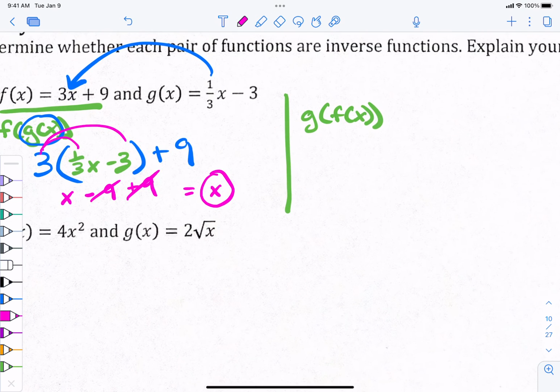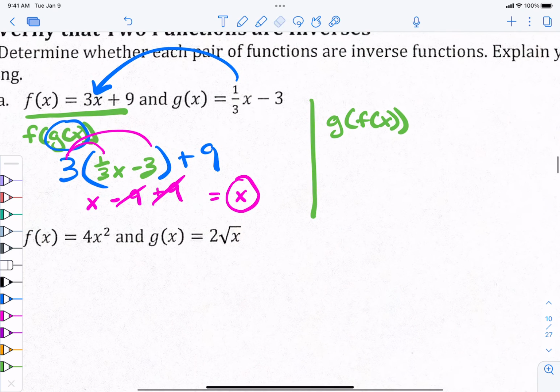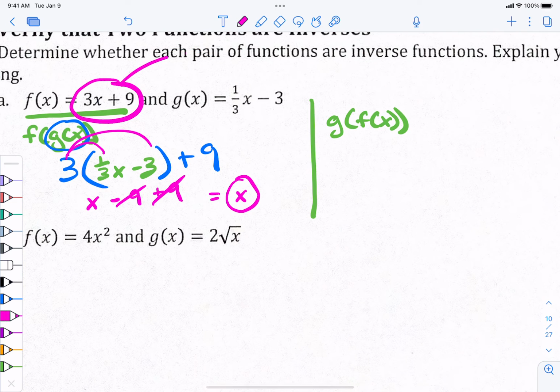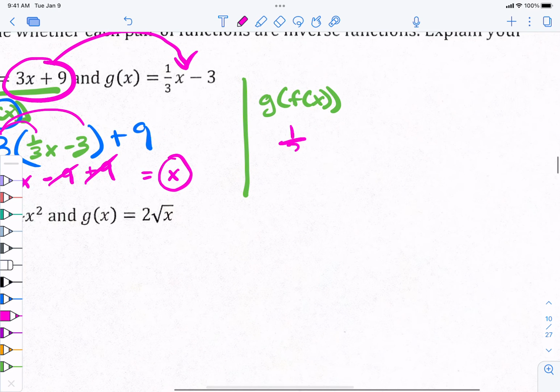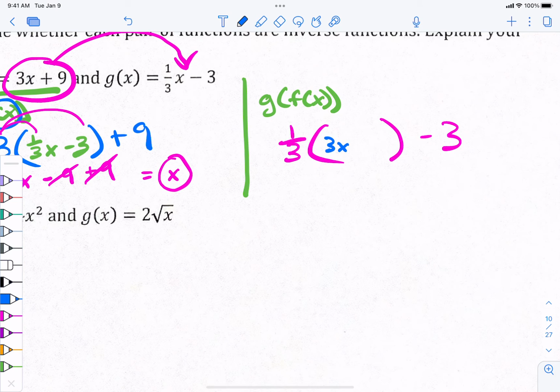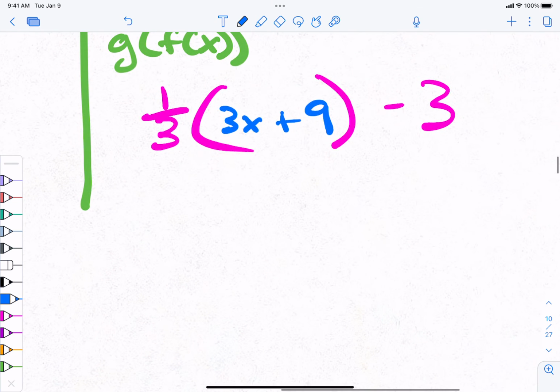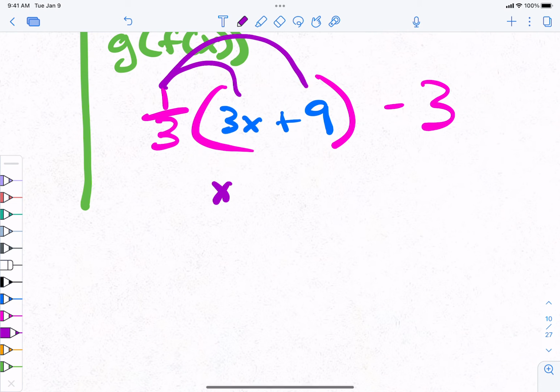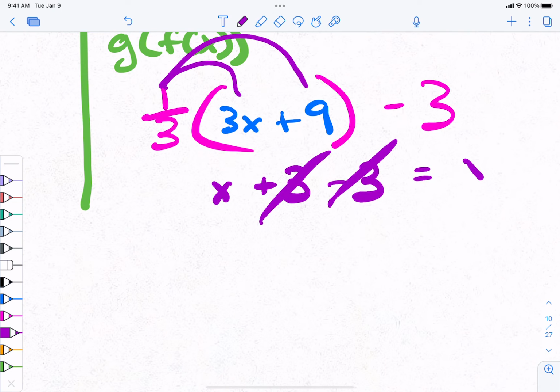G composed of f of x is taking the f function and sticking it inside of the g function. F is here. We're going to stick it into the g function. So, 1/3 x minus 3, but in place of that is going to go 3x plus 9. We compute the 1/3. A third of 3x is x, and a third of 9 is plus 3, minus 3, that goes away, equals x.